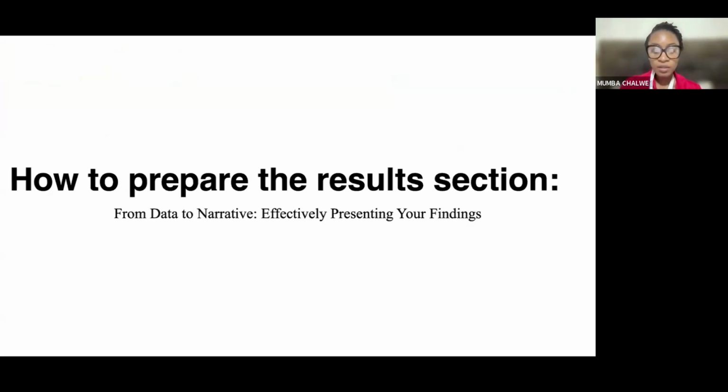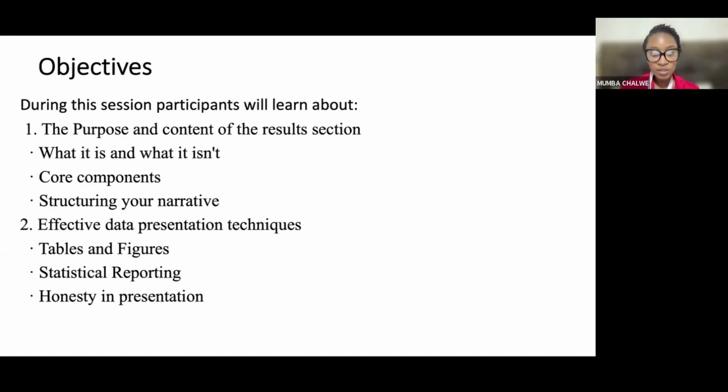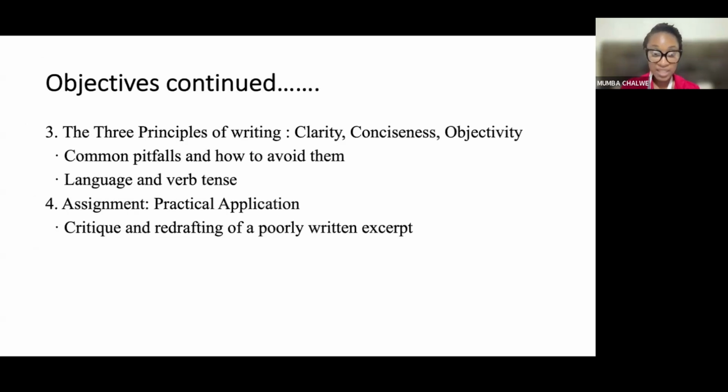We're going to talk about how to move from data to narrative. How do you tell a story of your findings? During this session, you'll be able to, number one, look at what is and what isn't a results section, the core components, how to structure your narrative. So basically, we'll be looking at the purpose and the content of the results section. The next section we'll cover is data presentation techniques. And at the end, we will have an assignment.